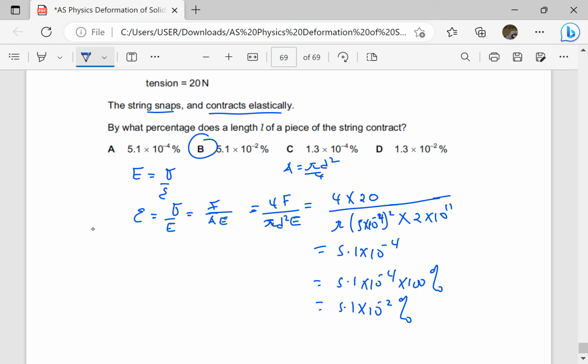Okay, that marks the end of deformation of solids.